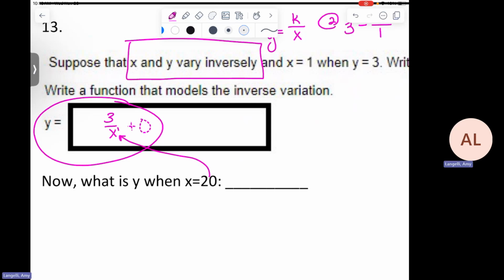Yeah, you would just put 20 in right there for that x. What'd you get? So you would do y equals, remember how it was 3 divided by x? 3 over 20? That doesn't reduce. So it's just 3/20ths. You can put it as a decimal if you want.